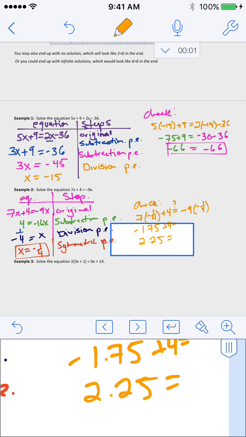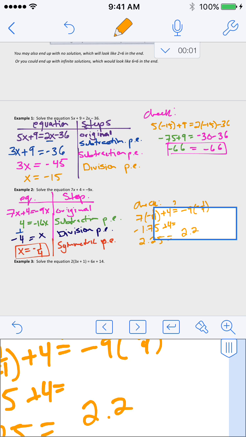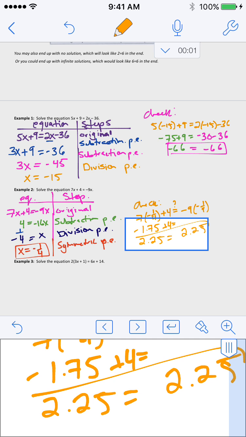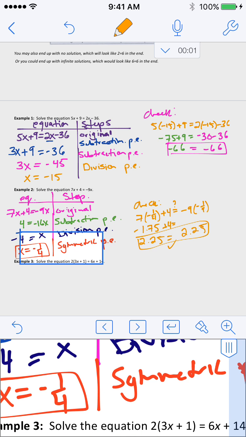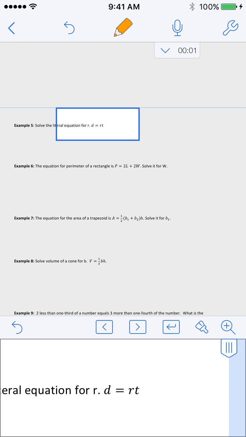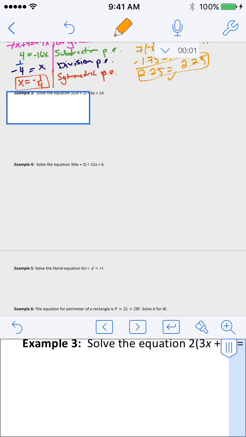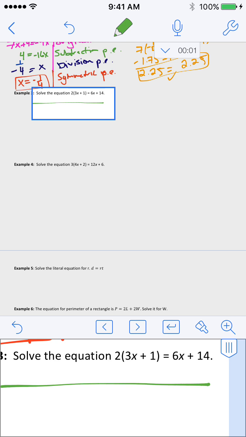Awesome. Alright, so if this is actually the true answer, then it should end up being 2.25 on the other side as well. Negative 9 times negative 0.25 also ends up being 2.25. So good. This one was the correct answer. That's nice. Check. Alrighty. Let's try a couple more. Set up our table so we can justify.